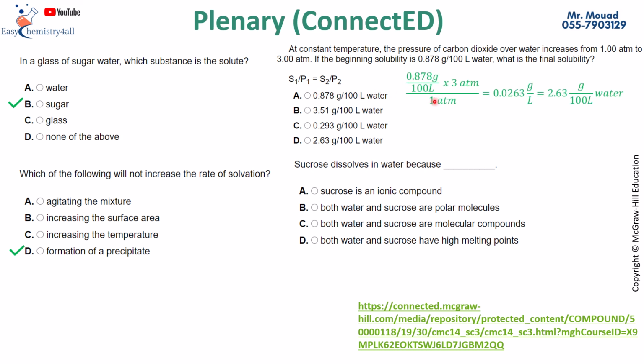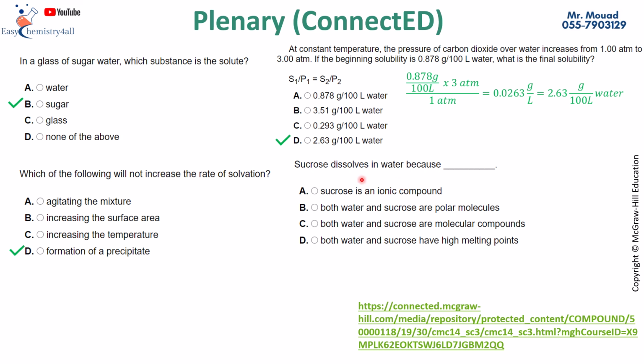If we plug in the numbers here, we are going to get a solubility of 0.0263 grams per liter. But in the question, they want grams per 100 liter of water. So multiply by 100 and divide by 100, and we get an answer of 2.63 grams per 100 liter of water. Finally, sucrose dissolves in water because it's an ionic compound?